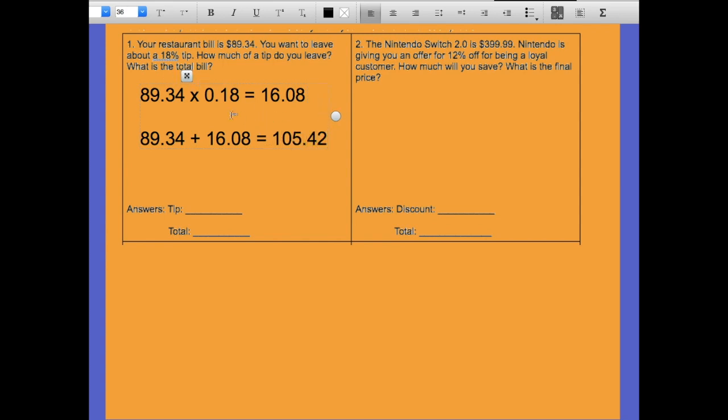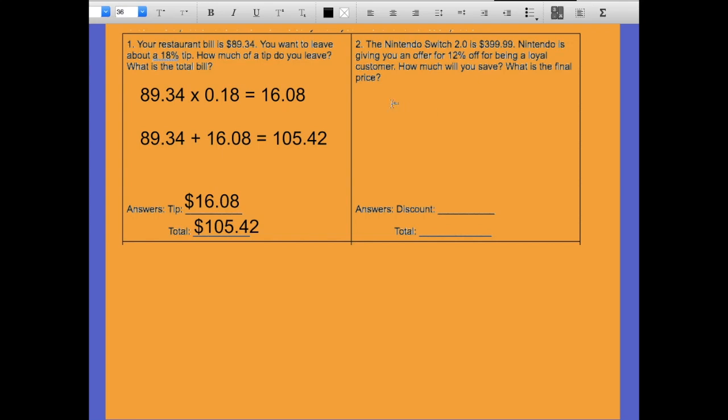Now you can do all these on your calculator, but we need to write this down to show the work, to show that we know what we're doing. So we have two answers here. We have our tip is $16.08, and we have our total, which is 105.42. Move that up into the line. There we go. All right.